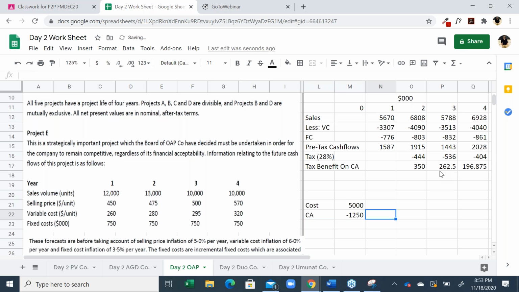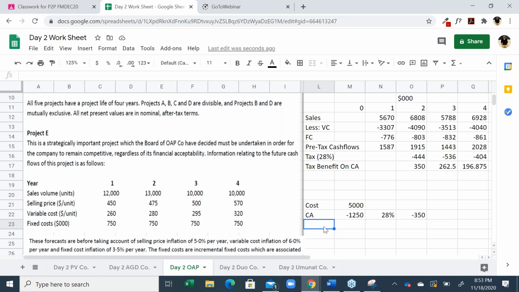And the tax benefit will be 28%. And that is going to be 28% of 1250. It's 350. We've shown it here, right? So I'm just doing this for your clarification. We don't need this one.